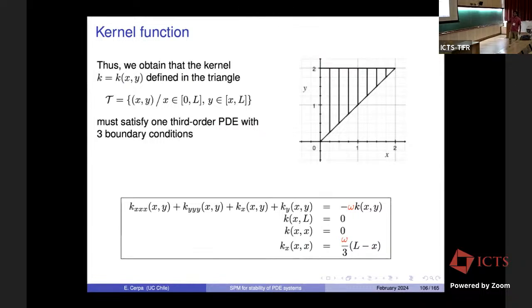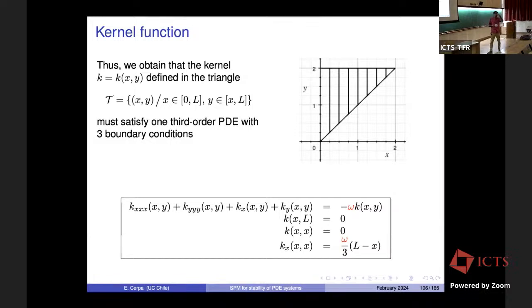here is the domain where the kernel K is defined, because the transformation for K is in a triangular domain. Here x goes from 0 to L, and y goes from x to L, because that's what you need in order to do all your computations. So that's the domain that we call capital Tau here.